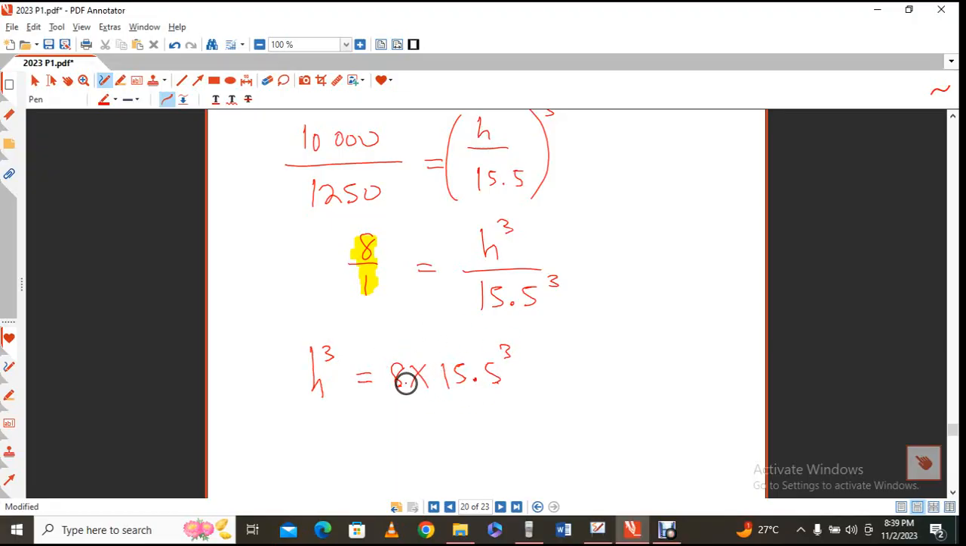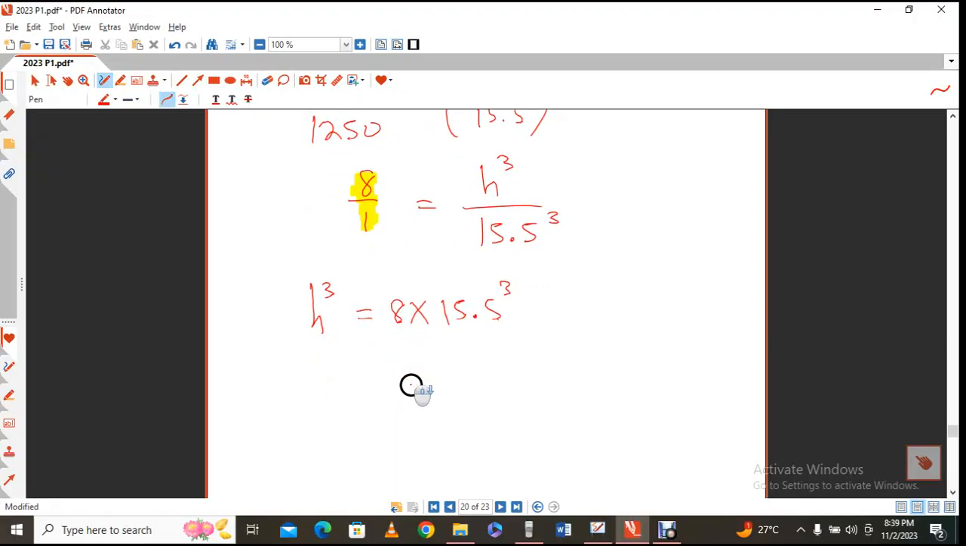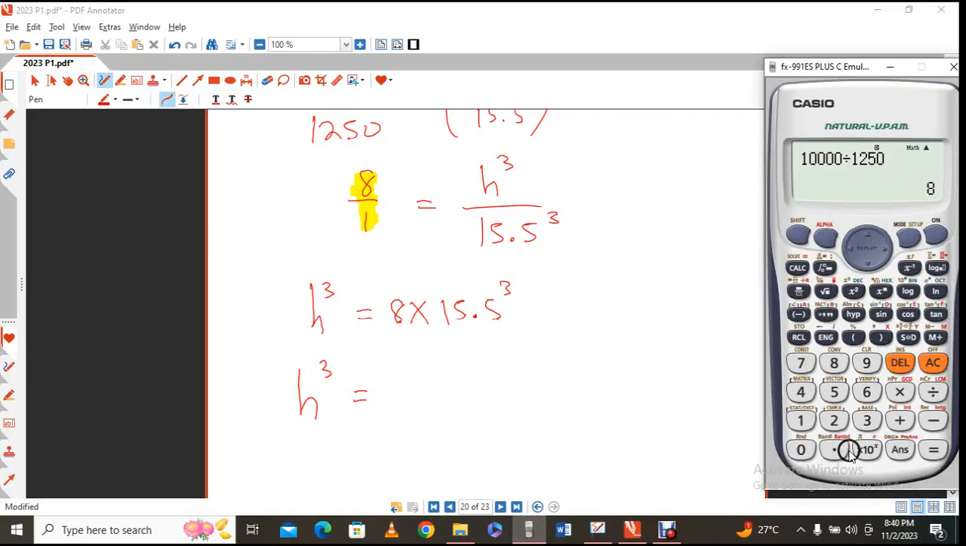And whatever that answer is, you can grab your calculator and you will realize that it would be, let's first clean all of this up, 8 times 15.5 cubed, you get 29,791.